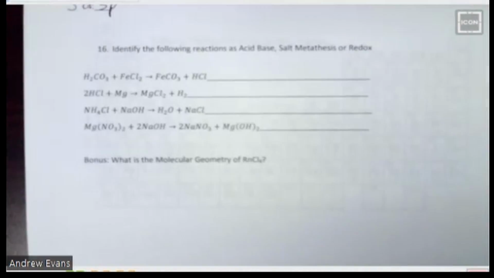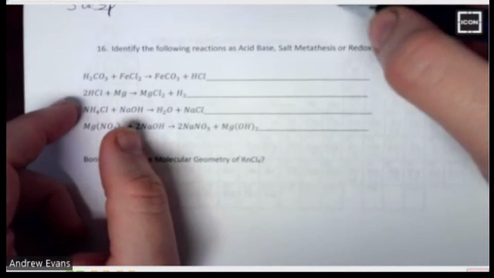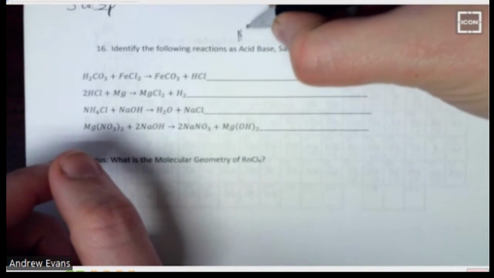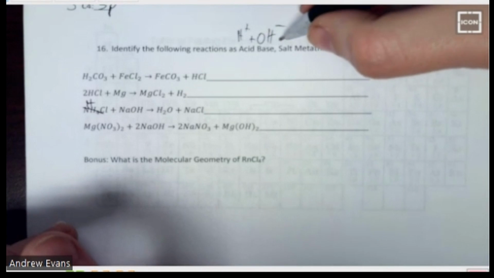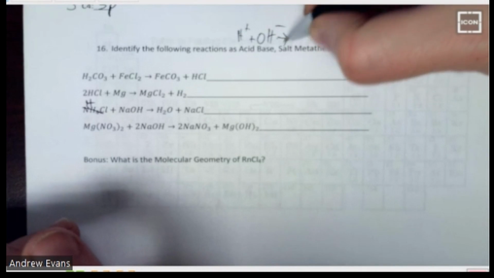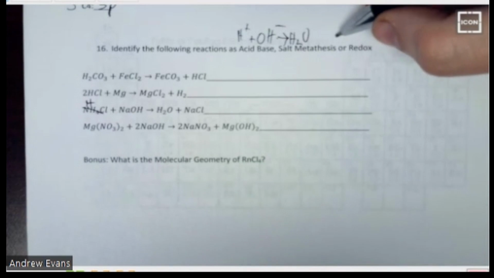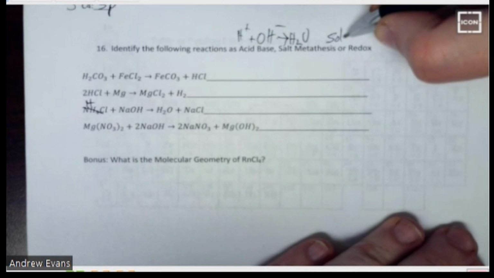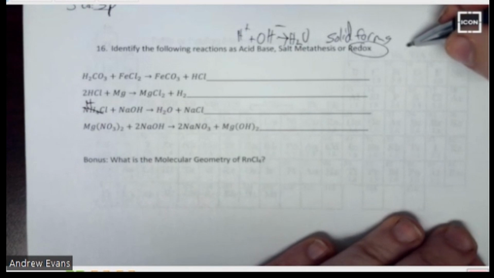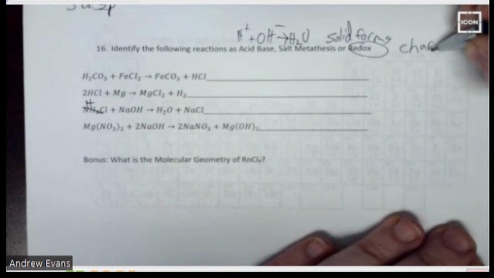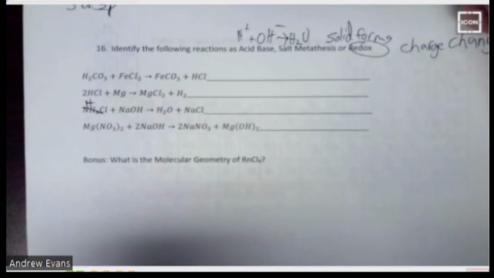Last problem in the bonus. So acid base is, there was a typo here. There's always a typo. Oh, it's supposed to be HCl. H plus OH goes to water and acid base. Salt metathesis is solid forms. And redox is charge changes. I told you specifically how to find a redox.